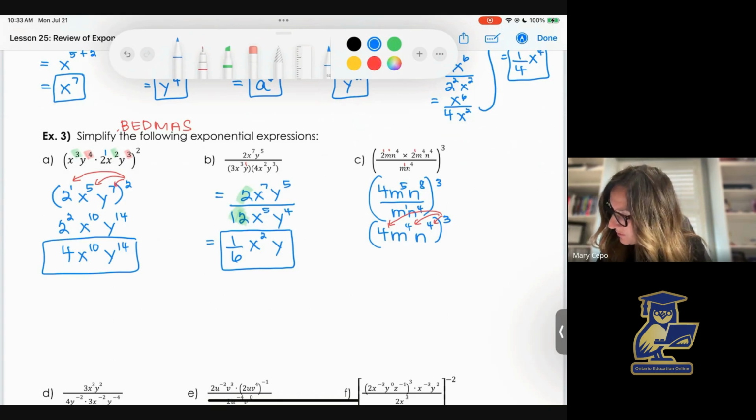So this becomes 4 to the power of 3, m to the power of 12 and n to the power of 12. Well, 4 to the power of 3 we know is 64, m to the power of 12, n to the power of 12.